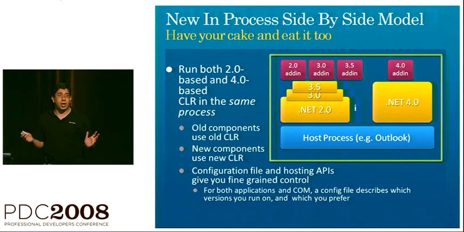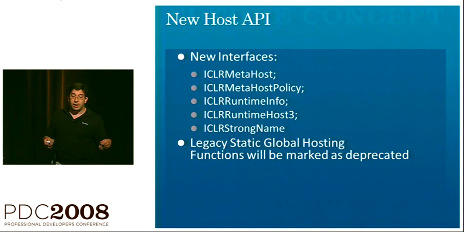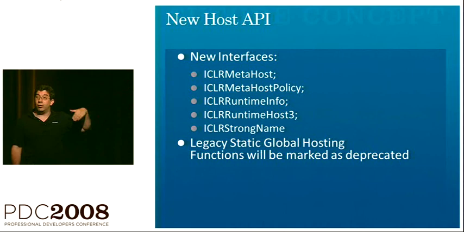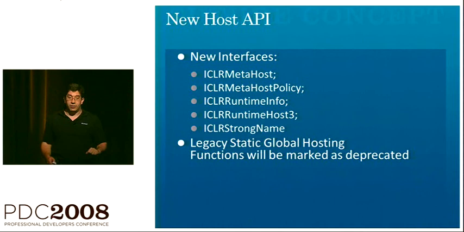so they're not as worried about the app compat issue because they think that we've preserved really high compatibility on that subset. So your hosts will have access to these new APIs. They can use things like ICLRMetaHost, et cetera. These will have new arguments that will let you control which version of the runtime you use and whether or not you want this new side-by-side behavior. The old legacy hosting APIs are all deprecated. Please stop using them.